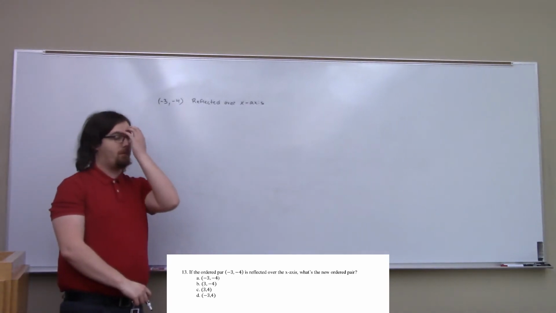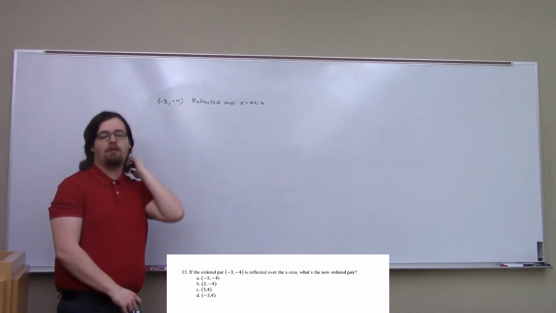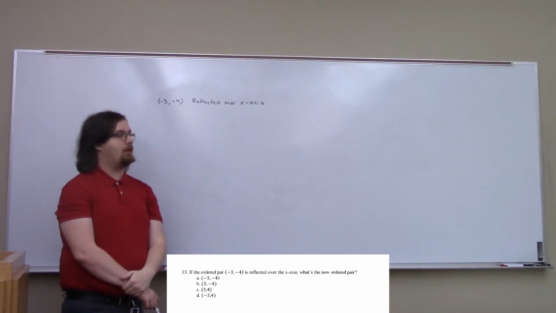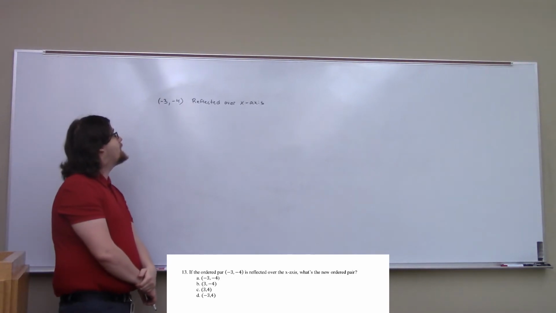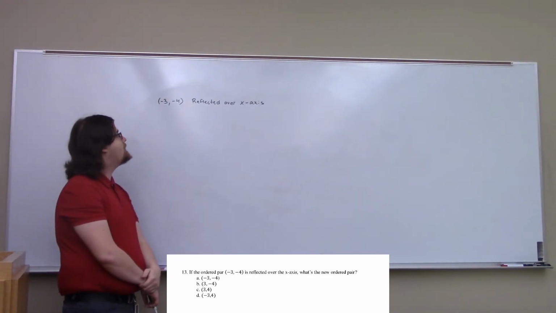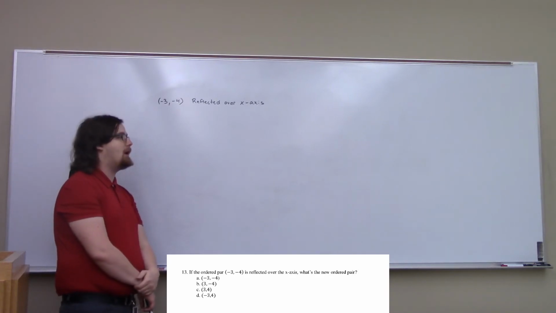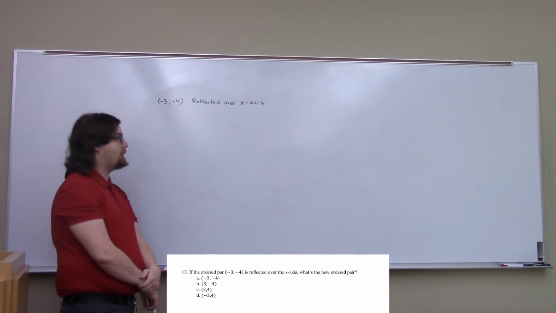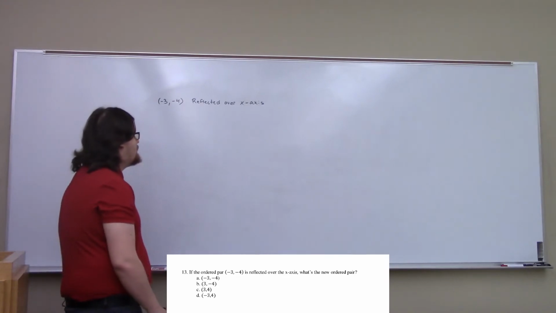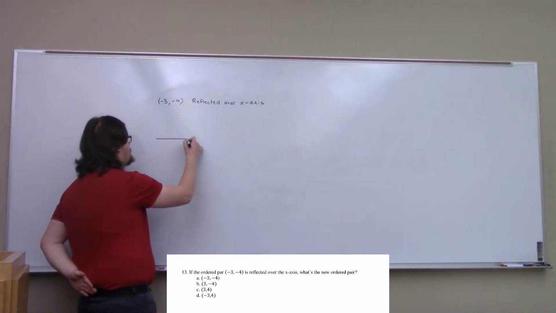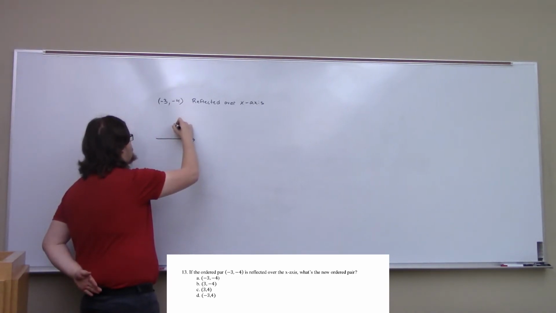Alright, here we have problem 13 from test 2 from the test prep books, TSI assessment. Here we're given an ordered pair, -3, -4, and we're asked to determine what happens to this point when it's reflected over the x-axis. This can help if we draw a graph, just to kind of visualize it.